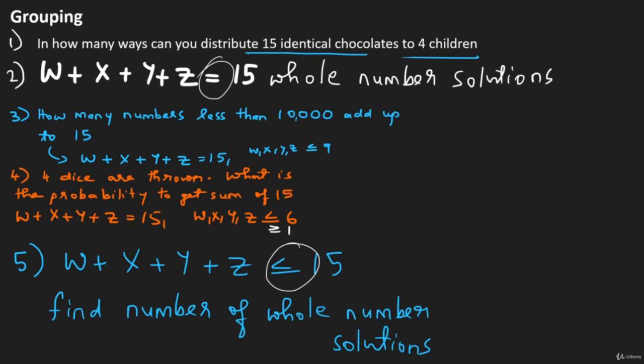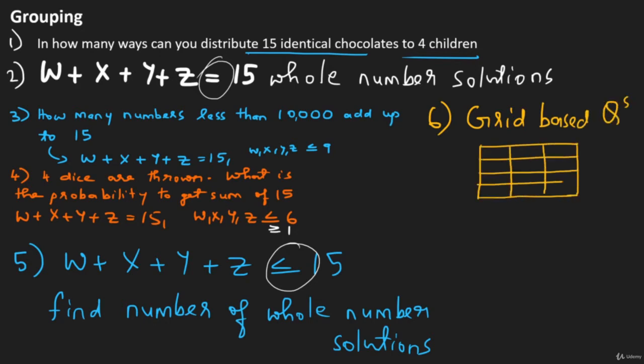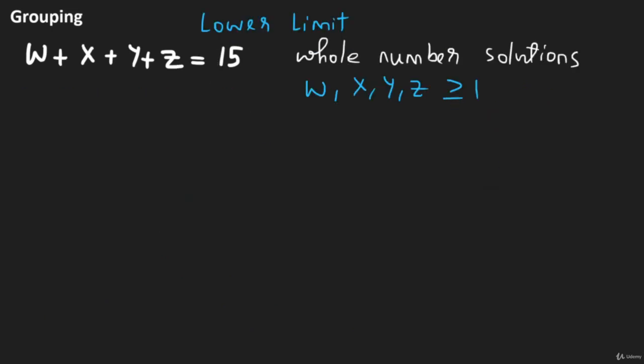And a similar question is grid based questions, where you have a grid and there is a person at point A and he has to go to point B, and he can only travel towards the right and towards the top. This question is also very much similar to these questions which we have solved, and we will discuss that in future videos. In this video, let's discuss grouping questions with a lower limit. We have an example question over here.